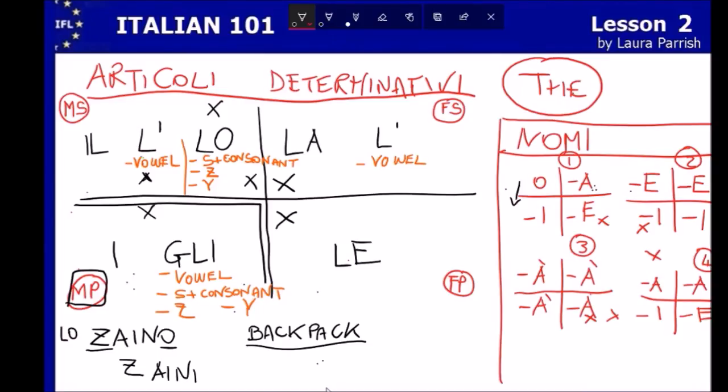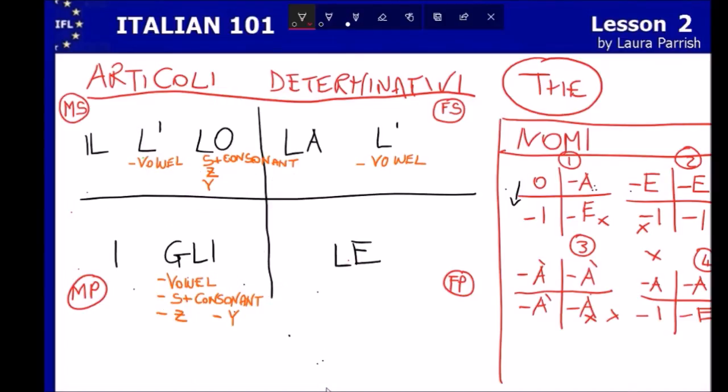Then you look inside. We start with the one on the right and you go by exclusion. Does it start with a vowel? No. Does it start with S plus consonant? No. Does it start with Z? Yes. So this is the right article, gli. But watch the exercise video, where I explain that very, very well. So now let's write another word. For example, let's write scoiattolo.